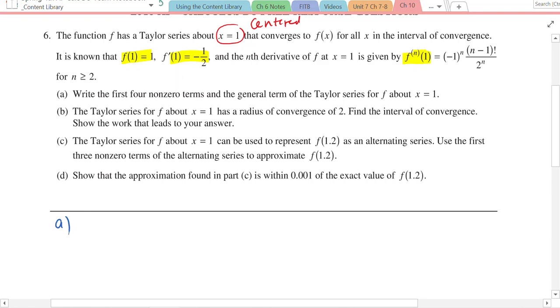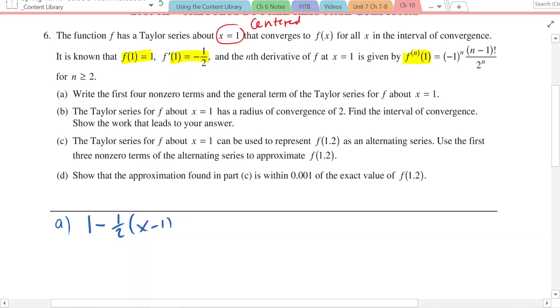So the Taylor polynomial. We want the Taylor series for it, right? And the first term is the 1, which is f of 1. And then it's going to be minus the 1/2, which is the derivative evaluated at 1, which is the center, times x minus 1 all over 1. That's the n equals 1 term.